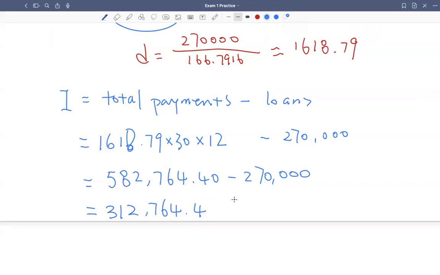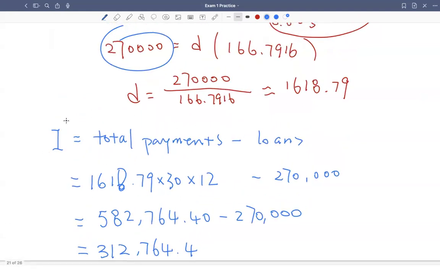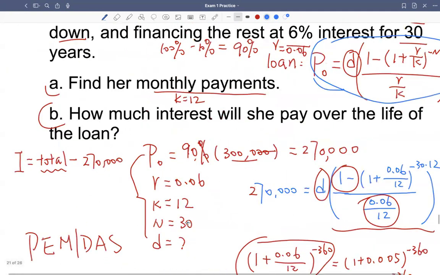Right. Okay, so that's this question. So to find the interest, we use her total payment. How much she paid in total? Right. Each month she has to pay this much. Well, she paid for 30 years, and each year has 12 months. So multiply these three numbers. Then subtract her loan. The loan is 270,000. Okay, that's for question 23.